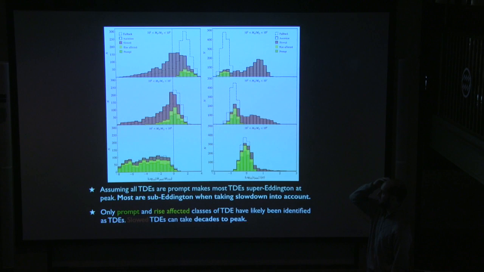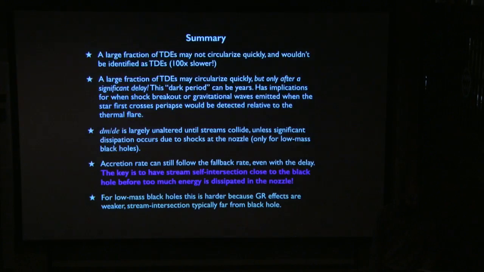The fallback curves are the dashed line. This is just basically if you presumed the accretion rate equaled the fallback rate. And the color histograms are showing now if you add this slowing correction. So I would argue that the ones that you would identify as being TDEs are the green ones, the ones that are prompt. And what you also see is that the ones that are slowed are really slowed down a lot, decades, 100 years for them to peak. And it's only a small fraction that are prompt.